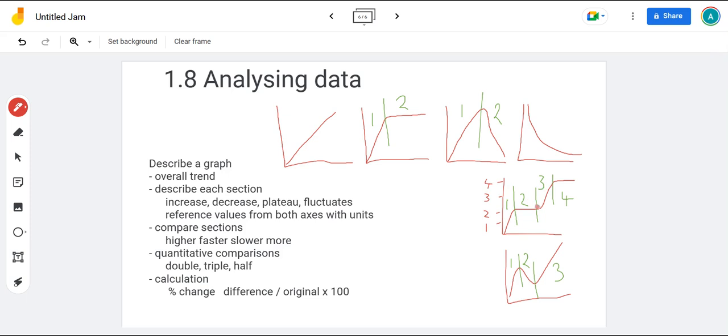Okay, in section 3, it's gone up from 2 to 4. So the difference in that example, if it's gone from 2 up to 4, the difference is 2. The original, that means what did it start from? It started from 2, so 2 divided by 2 times 100. That would be your percentage change. So 2 divided by 2 equals 1, times 100 equals, obviously, 100. So it's gone up by 100%. All right? So try and just work out a percentage change at the end of any describe-it graph question, and you should do well.